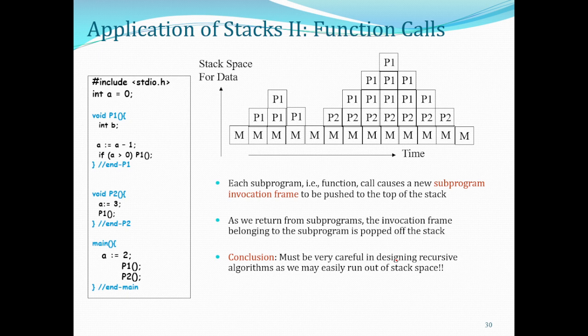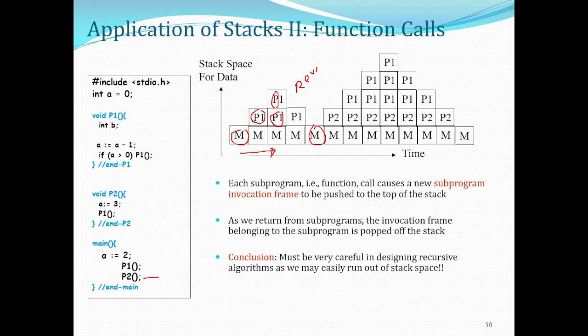So for a program, let's say for main, we are in the main function, we can call P1. The P1 function may call P1 again. This is time elapse. That means after the P1 call, the P1 function may call itself. That's basically recursion. Let's say somewhere here we return back and come back to the main function again.